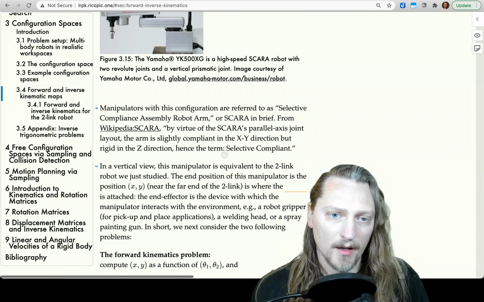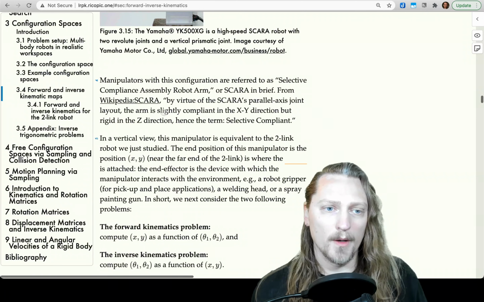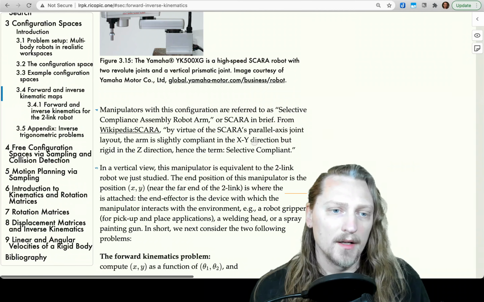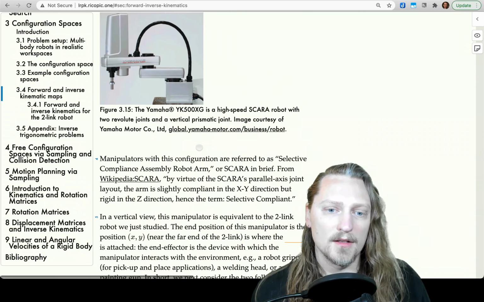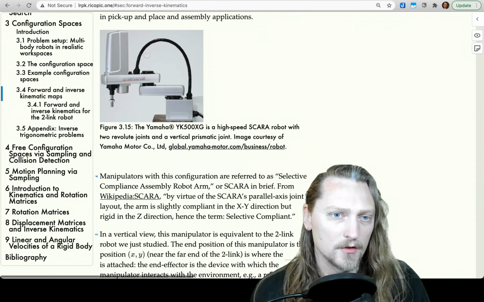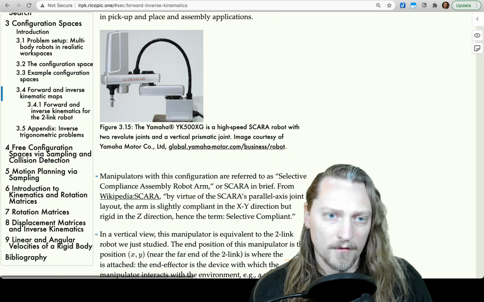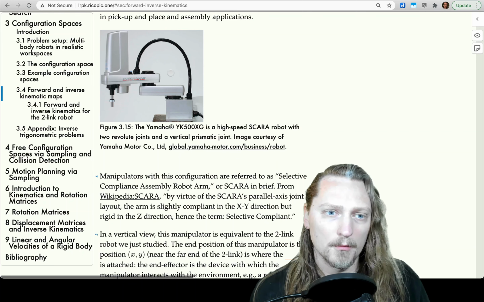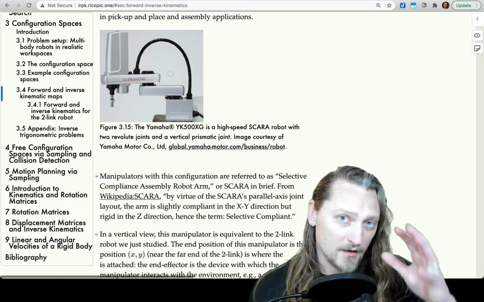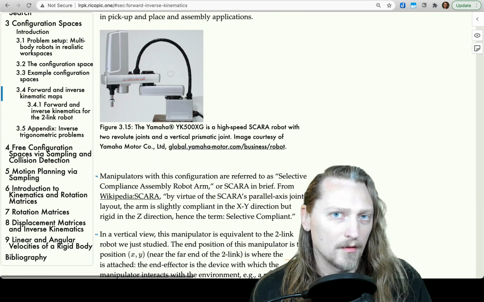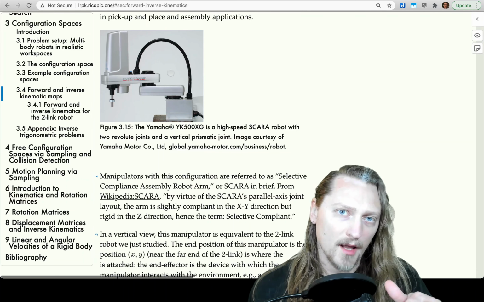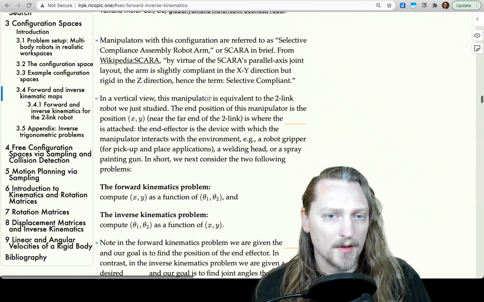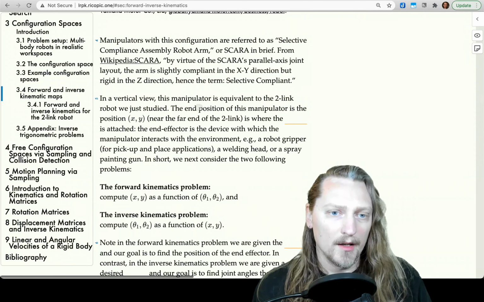From Wikipedia, by virtue of the SCARA's parallel axis joint layout, the arm is slightly compliant in the XY direction, but rigid in the Z direction, hence the term selective compliant. The joint axes here are vertical in the Z direction, which allows it to be very rigid in terms of Z direction moments bearing that load. However, in X and Y, it's more compliant because it moves with the joints. So, in a vertical view, this manipulator is equivalent to the two-link robot we just studied.